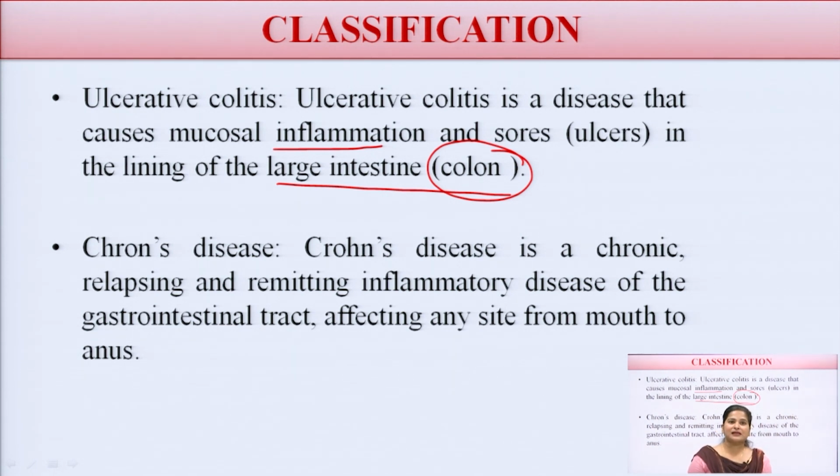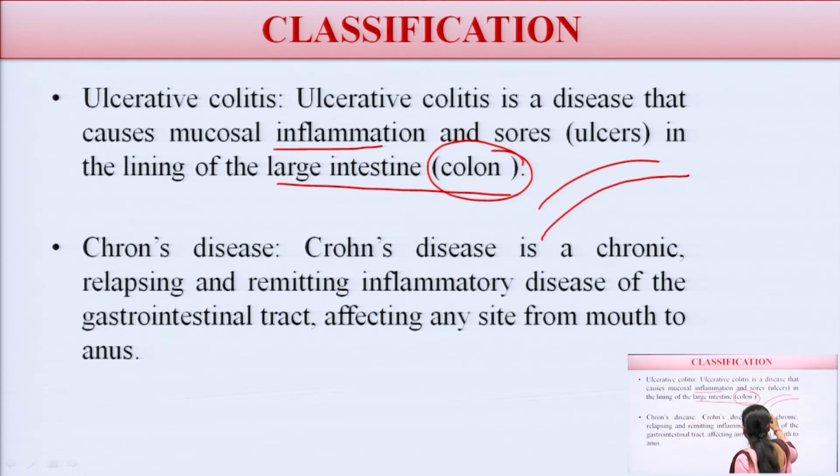What are the sores? Sores means ulceration. And what is ulceration? Due to excess inflammation, there are some cuts. So there are various inflammatory mediators which cause damage to the mucosal layer of the large intestine, which causes ulcers, right? So ulcerative colitis is a disease that causes mucosal inflammation and sores in the lining of the large intestine, especially in the part of the colon.